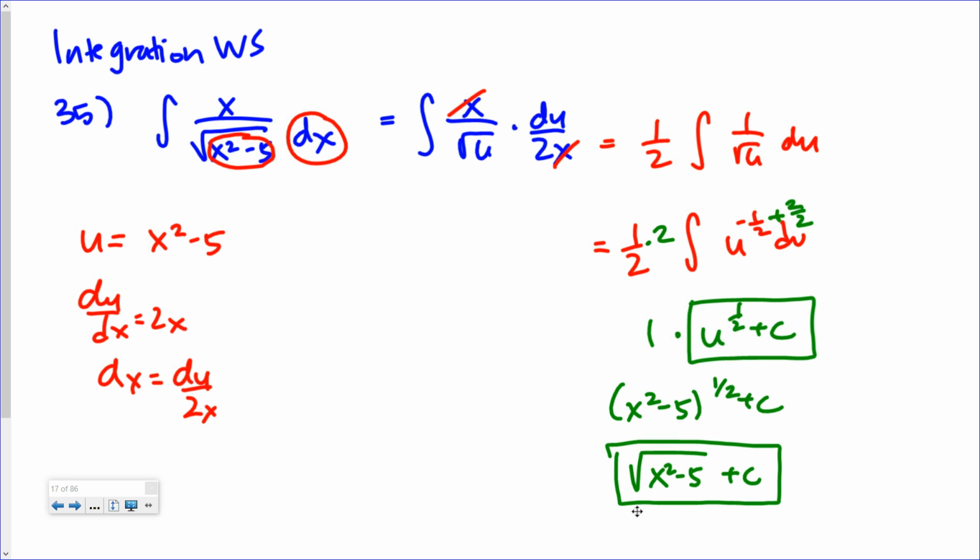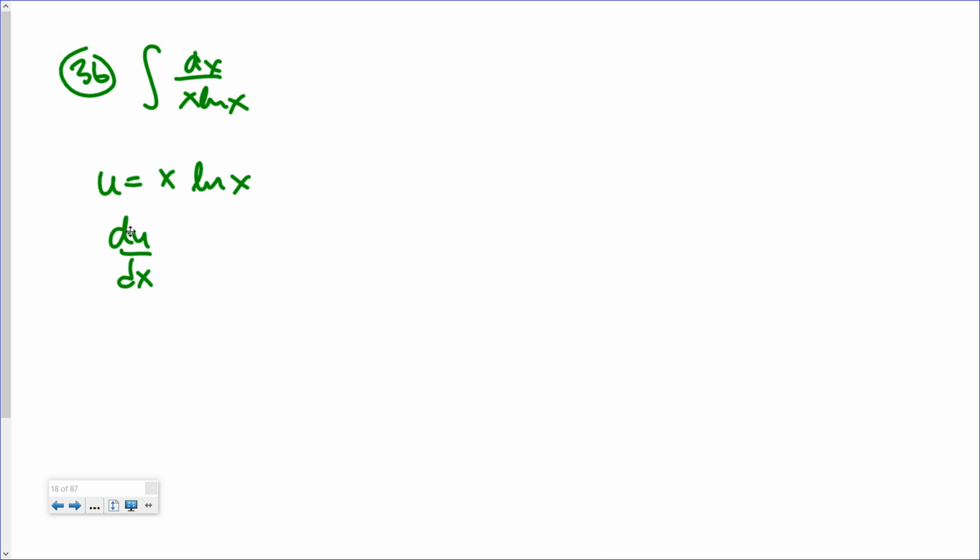I'd also like to look at number 36. Can you do 36? I can see students saying, what do I make my u? Well, let me try making x ln of x my u. Then I need to take the derivative of both sides. The derivative of x ln of x is the derivative of the first times the second plus the derivative of the second times the first, which is ln of x plus 1. If I solve for dx, what I get is du over ln of x plus 1.